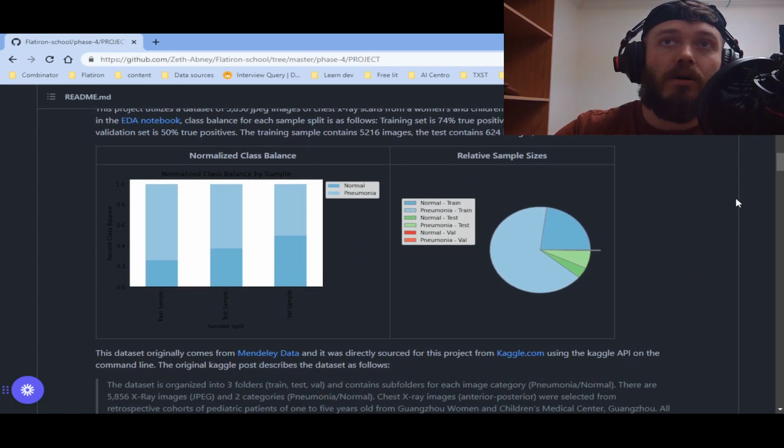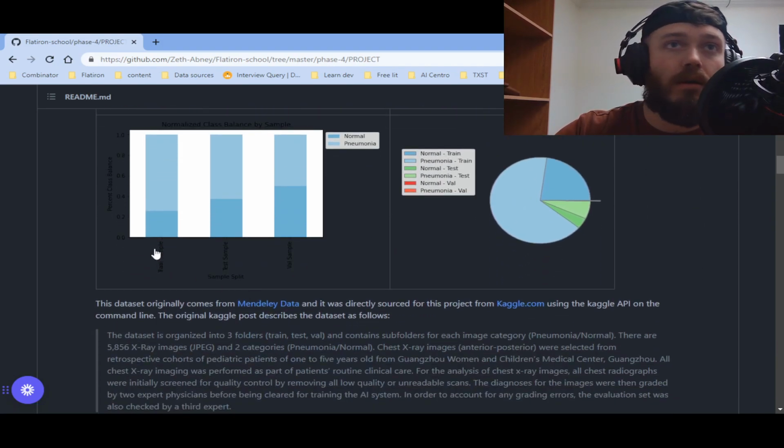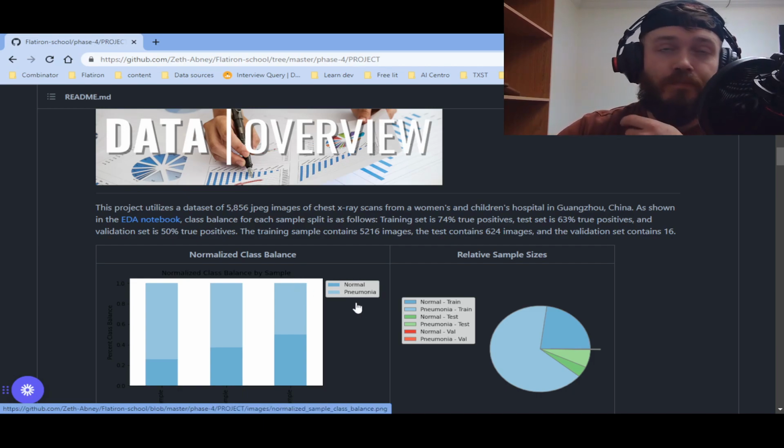So here's our data overview. Yeah, I can't really turn this to light mode. I don't think this is just the GitHub page.